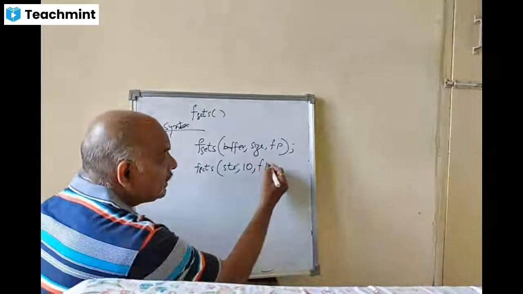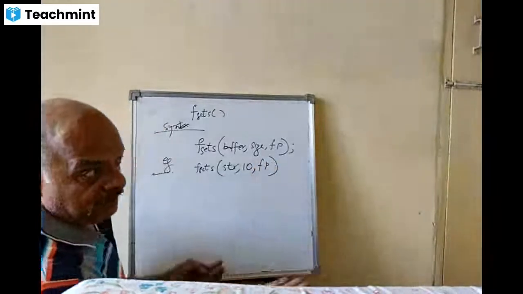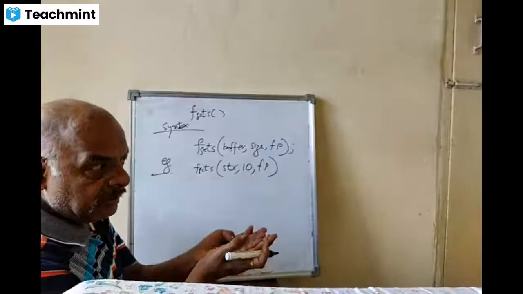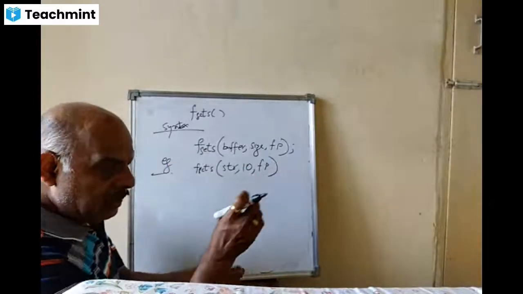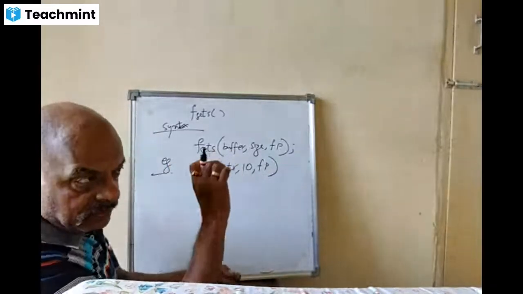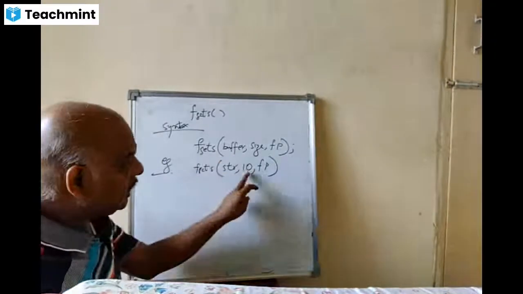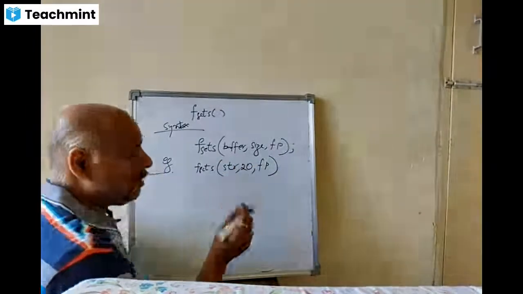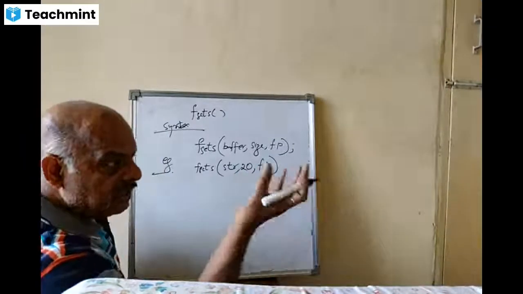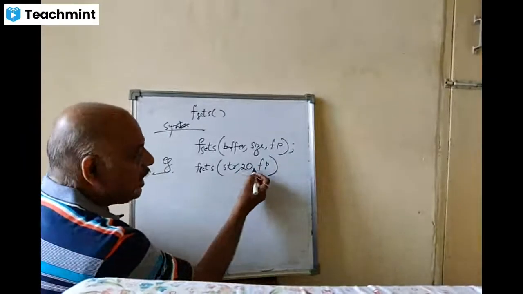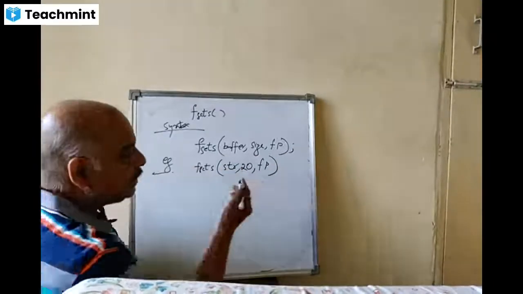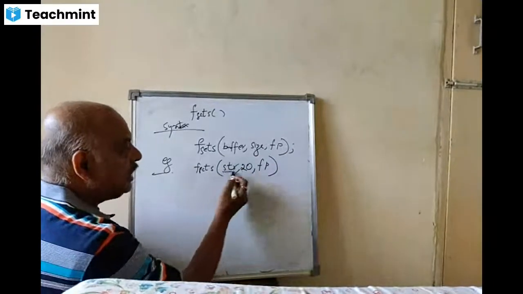File pointer. Once you open the file stored in the hard disk, input file, then from that file you are reading a line of text string. What is the length of the line of text? 10. Suppose if I write 20, from the input file you are fetching 20 characters. The size is 20, and that will be stored in one array.